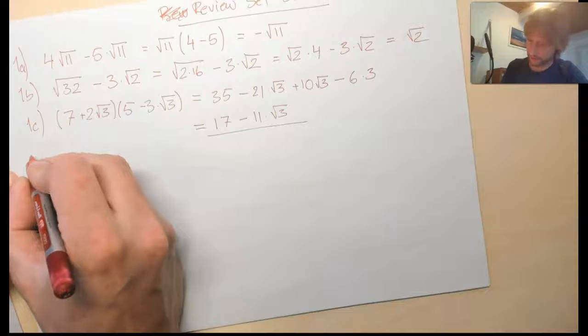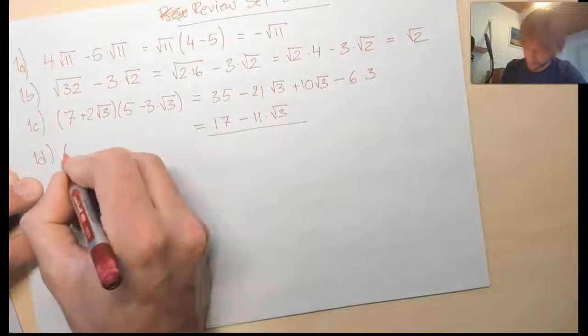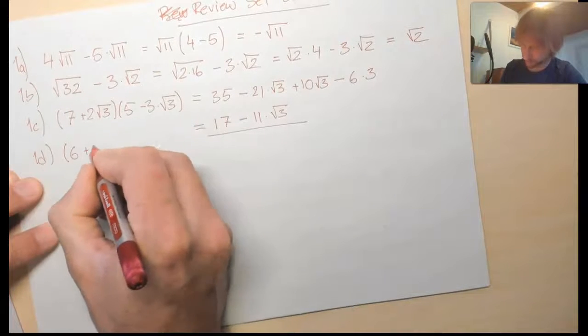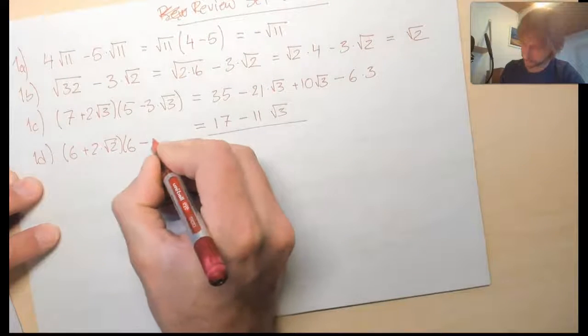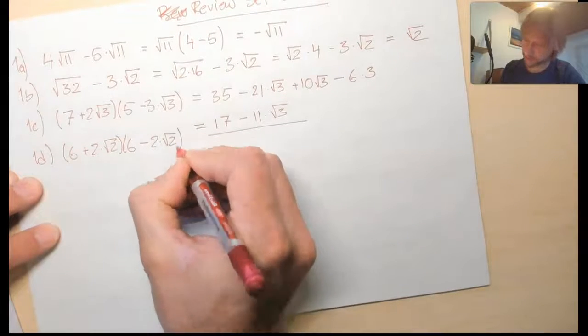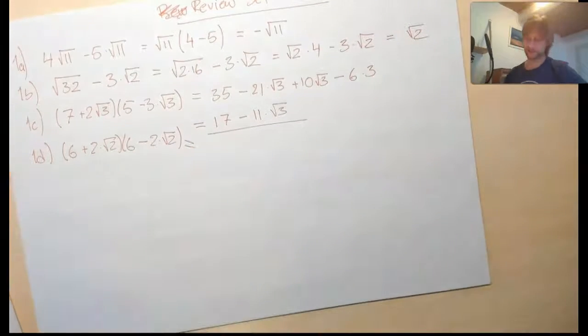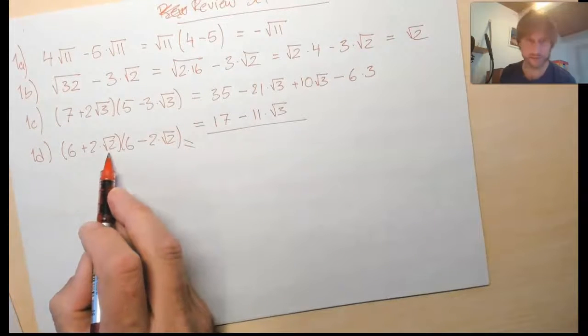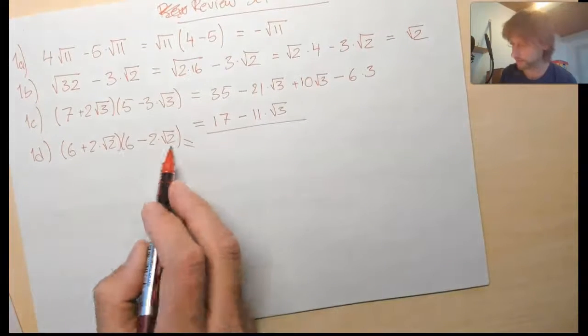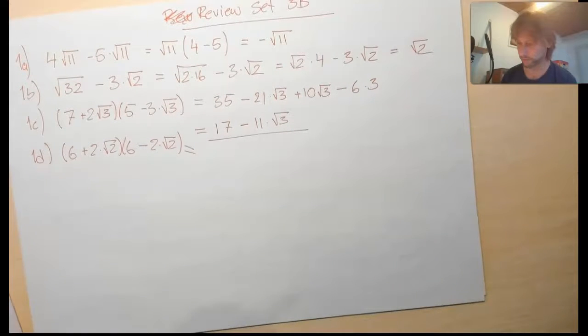Let's do D as well. So 1D, we have 6 plus 2 times the square root of 2 multiplied with 6 minus 2 times the square root of 2. And the reason I wanted to do this is because in this case we have the lovely case of the sum of two terms that gets multiplied with the difference of the exact same two terms.